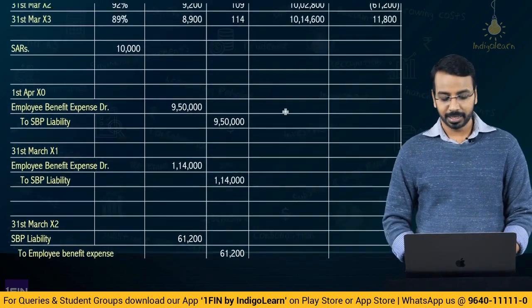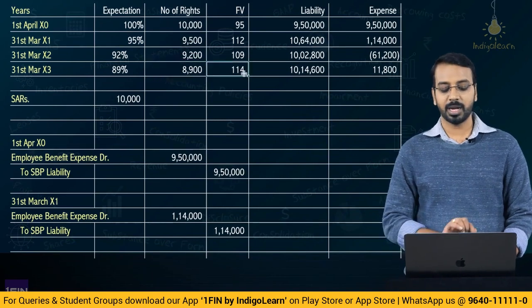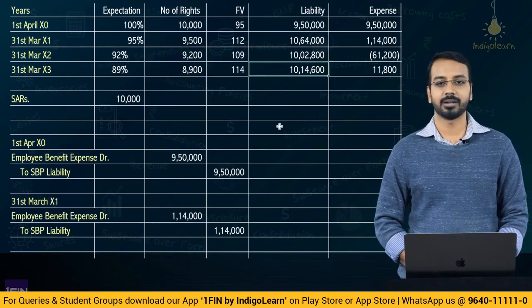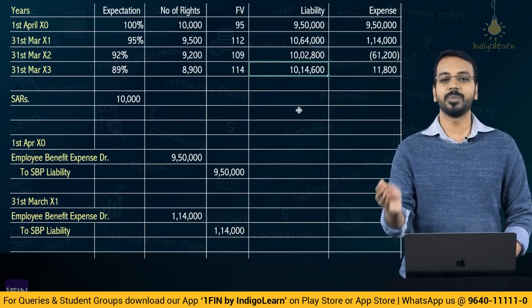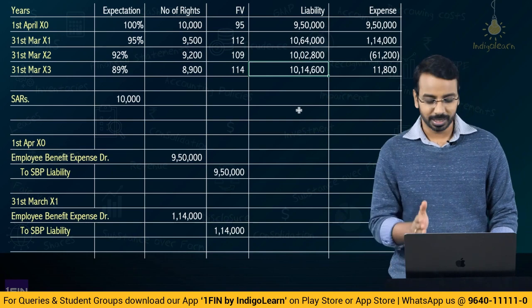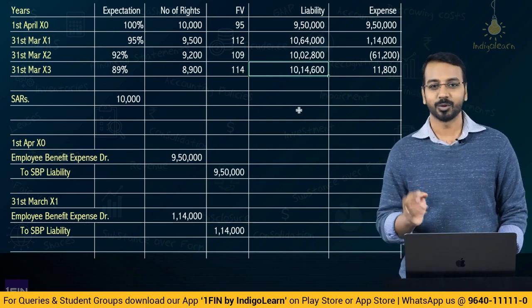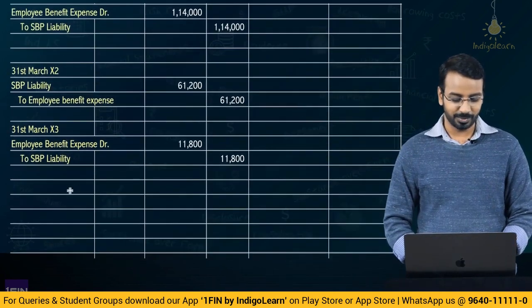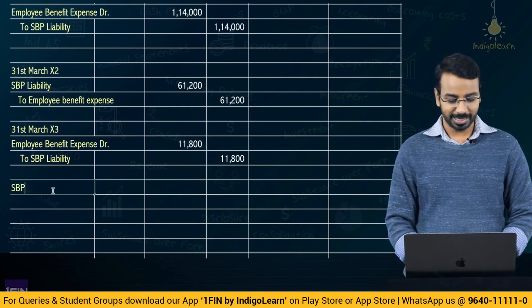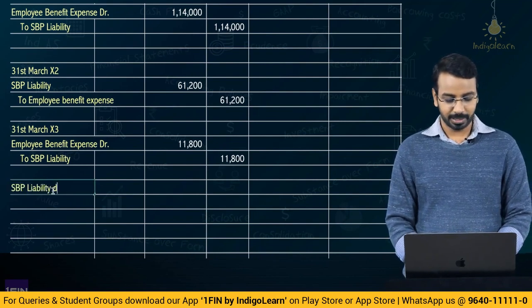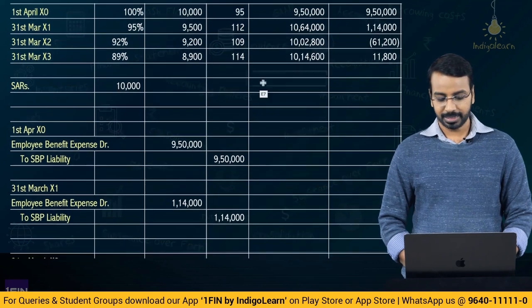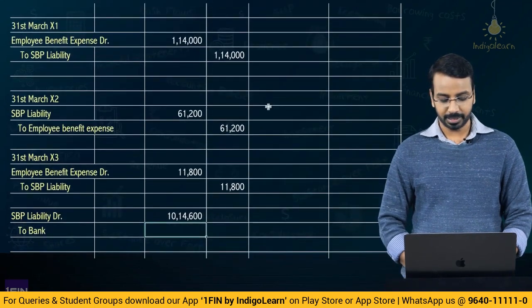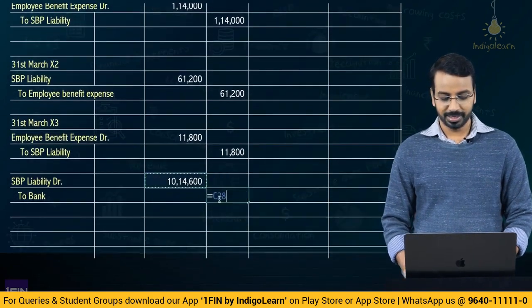What is the amount to be paid? The amount to be paid is 8,900 multiplied by 114, 10,14,600. What is the journal entry? I don't think I need to pass this journal entry. You can do it on your own. SBP liability debit to bank account 10,14,600. Okay. For those of you who might think, sir, you have not completed the problem. SBP liability debit to bank credit, that will be 10,14,600 and 10,14,600. Okay. Simple journal entries.